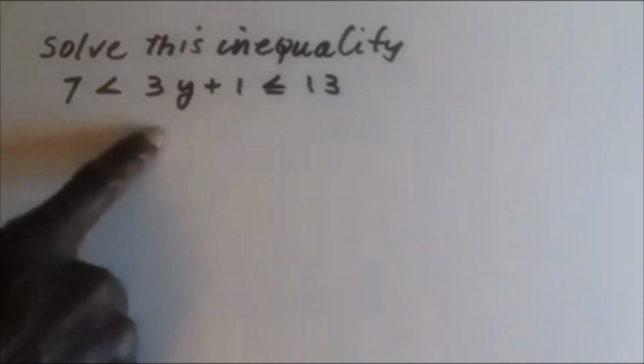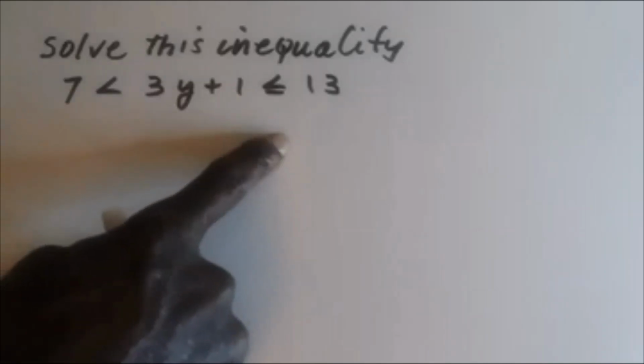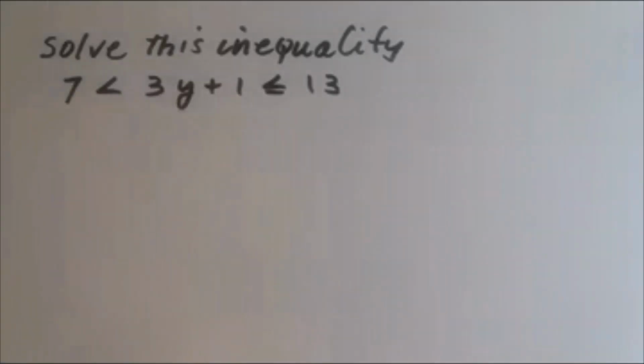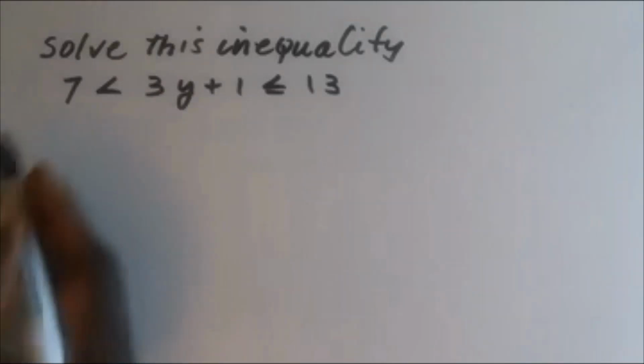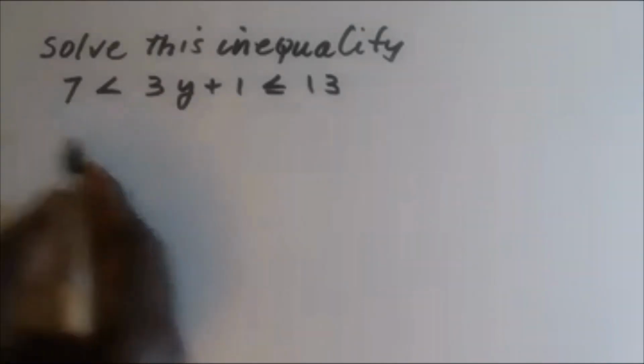Now 3y add 1 is bounded by two inequalities, so it is greater than 7 and less than or equal to 13. So first of all, we want to get rid of the constant with 3y, and then finally we'll divide by 3 to have y on its own. So first we would add -1 to both ends of the inequality here.